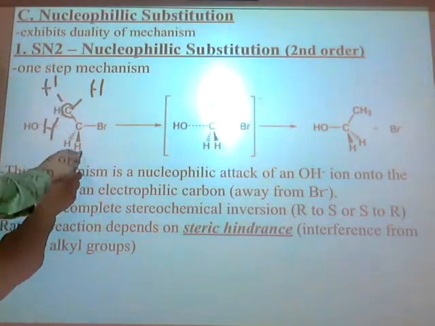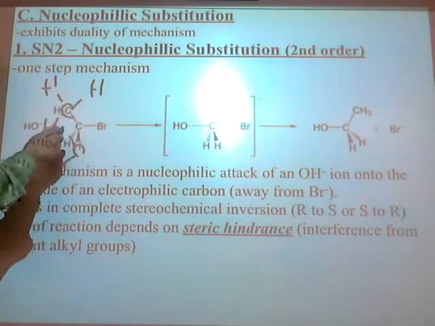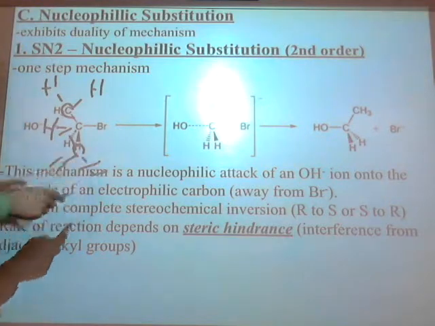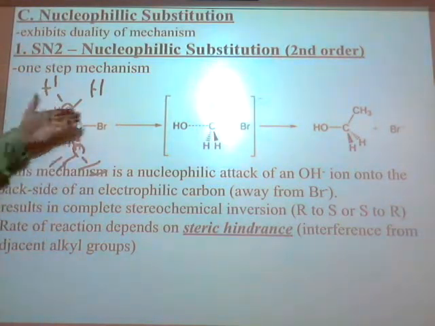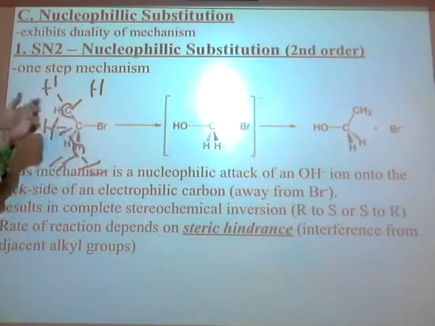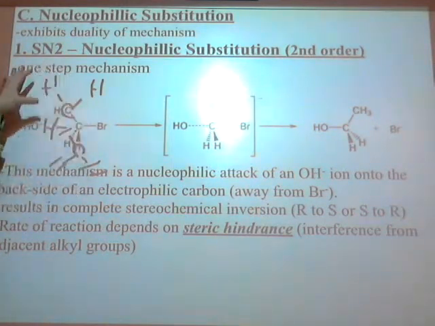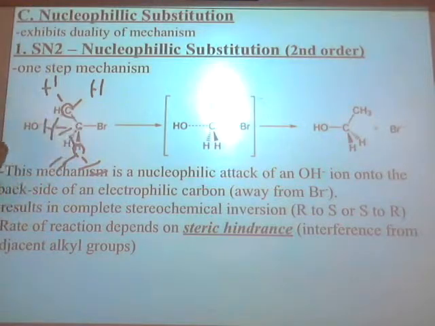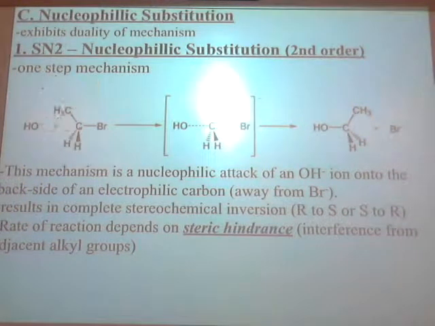So they're going to be in the way. If I have another CH3 here with an H, an H, and an H, it's going to be blocking that attack, the path for him to get in there. It's going to be harder for him to get in there. So the more crap around that carbon, the harder it is for that OH to get in there. Okay, that's a big factor.